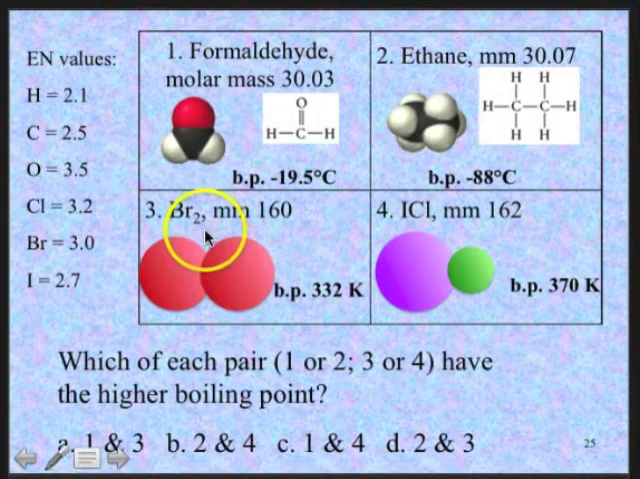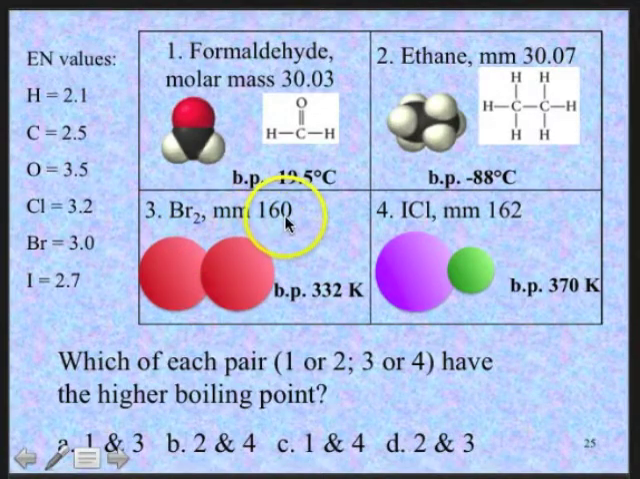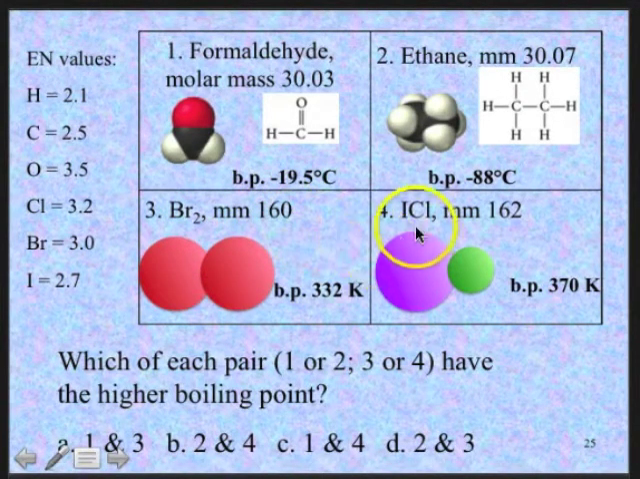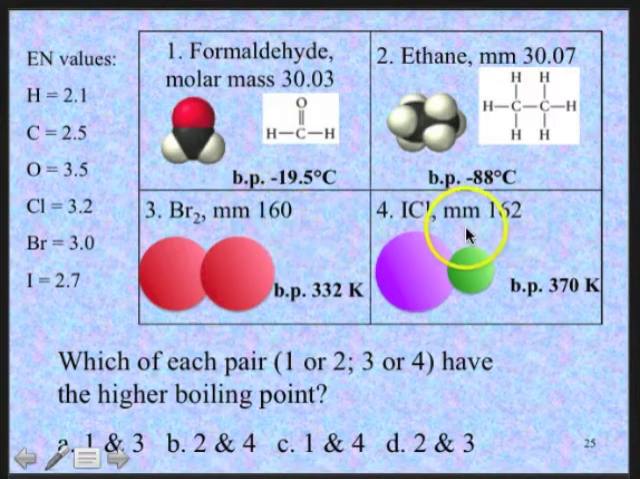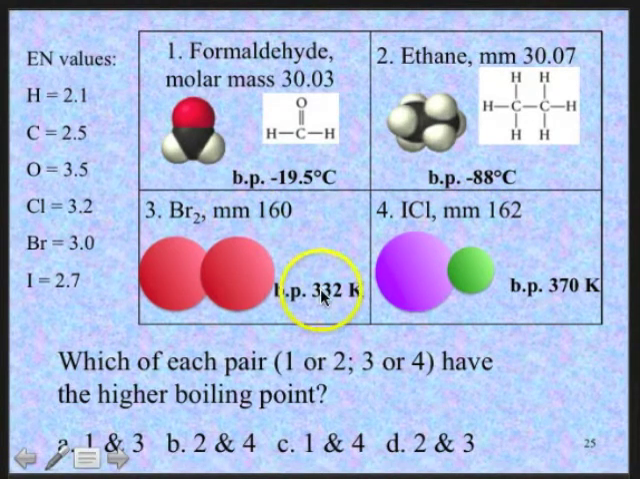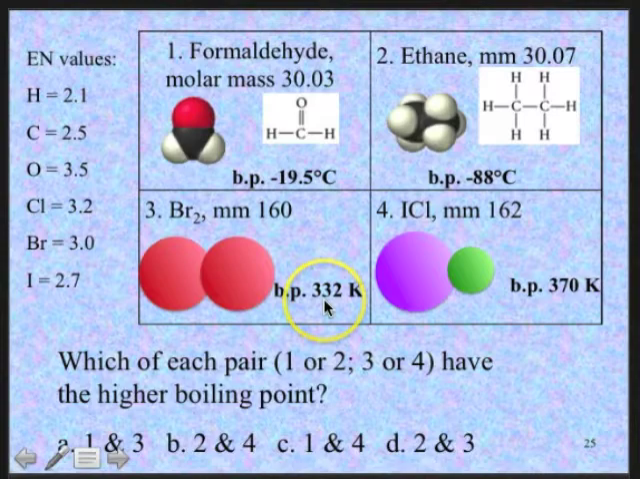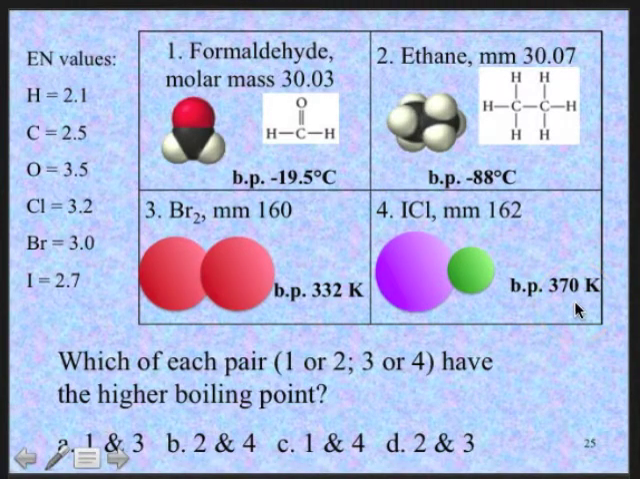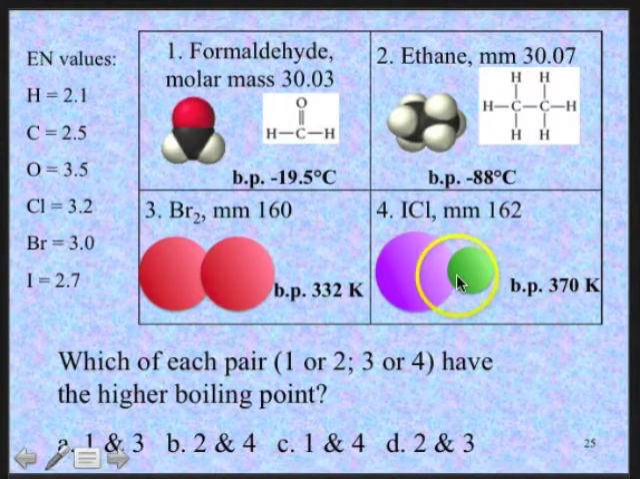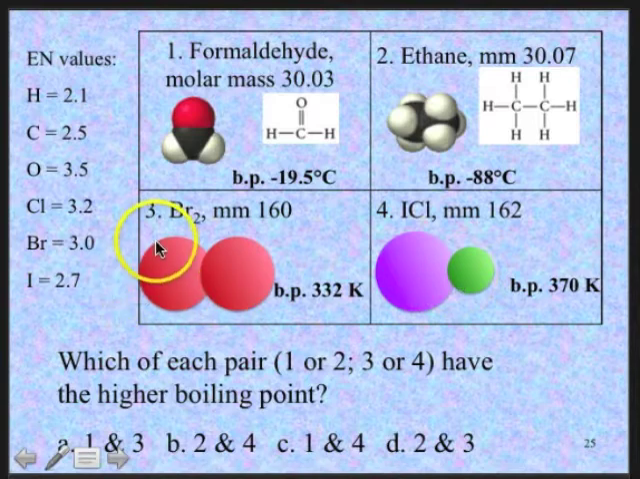Take a look at bromine with a molar mass of 160, or iodine chloride with a molar mass of 162. So approximately the same molar mass, and yet the boiling point of bromine is 332 Kelvin, and the boiling point of iodine chloride is 370 Kelvin, a bit higher than 332. It's harder to boil iodine chloride than bromine.